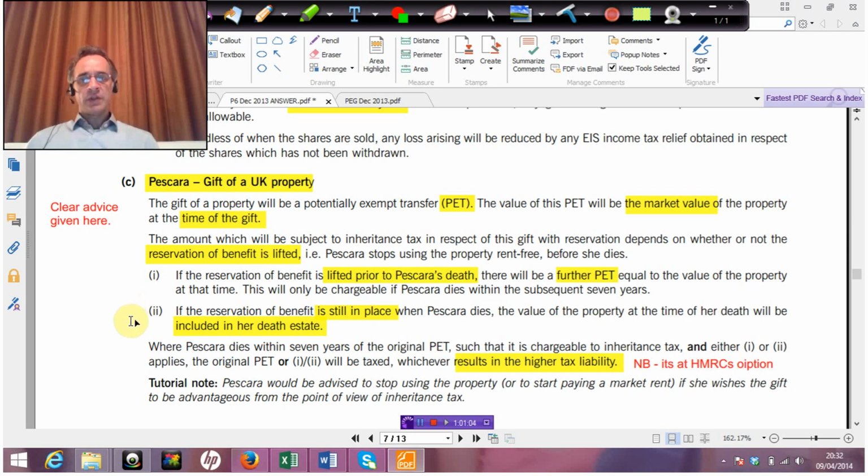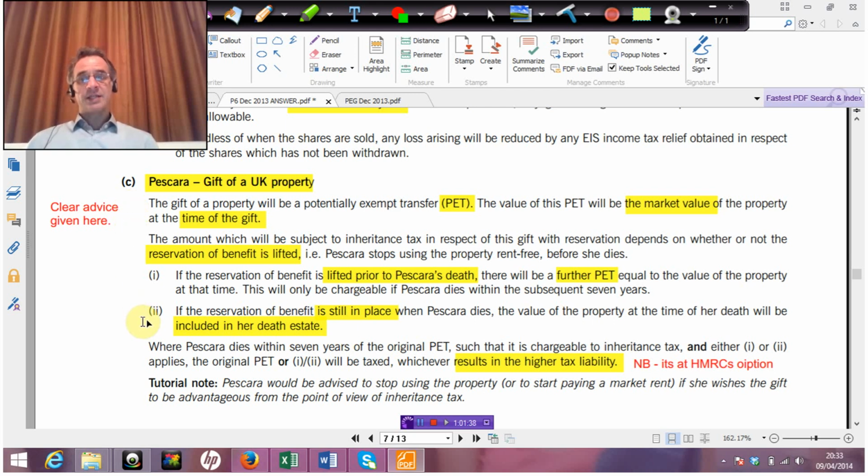What they're saying in part C2 here is that if the reservation of the benefit is still in place when she dies, then the value of the property at the time of her death will be included in the death estate. So more often than not, when I'm in classes, I explain this bit and this bit, i.e. that in the one instance it is simply treated as a PET, which will be chargeable if she dies within 7 years.